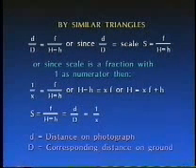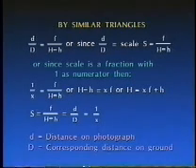Scale is also expressed as a denominator with 1 as a numerator, such as 1 over 3,000. A ratio. 1 of any unit on the map or photograph equals 3,000 of the same units on the ground. Or with units such as 1 inch over 250 feet.